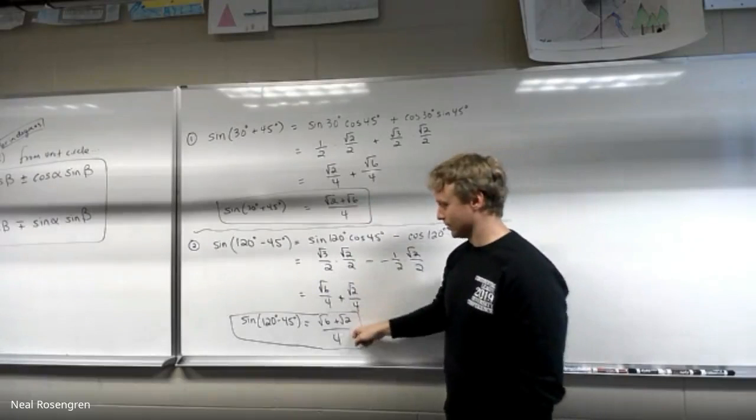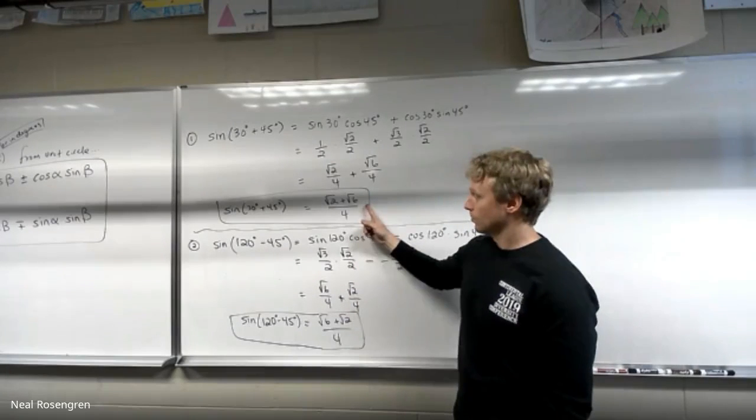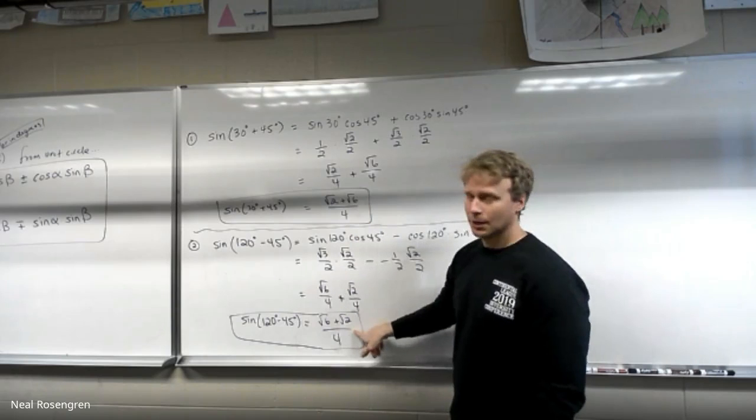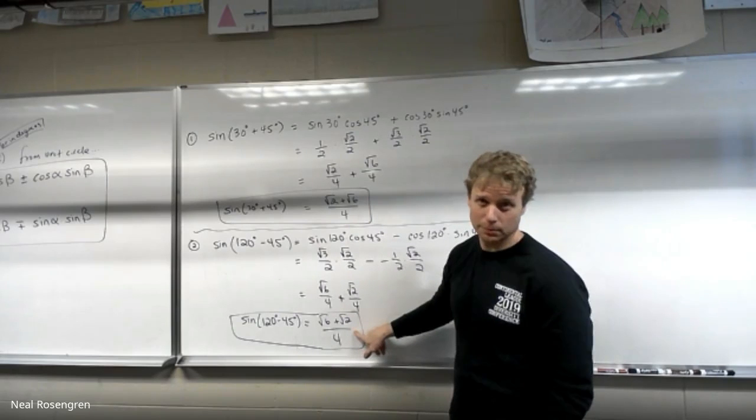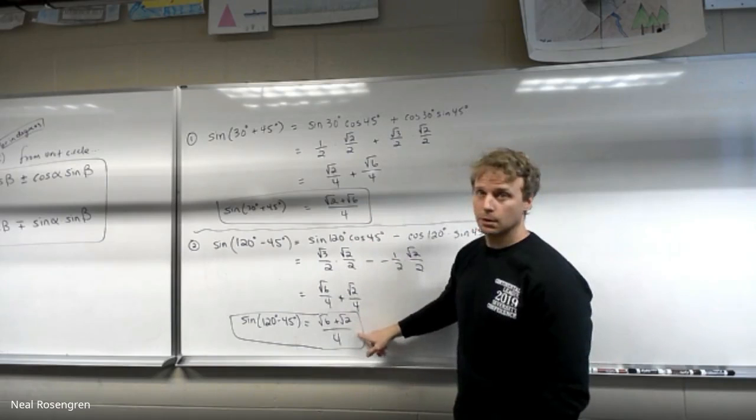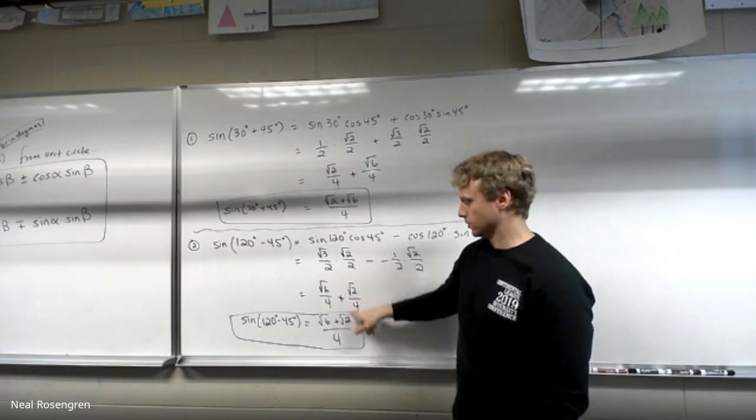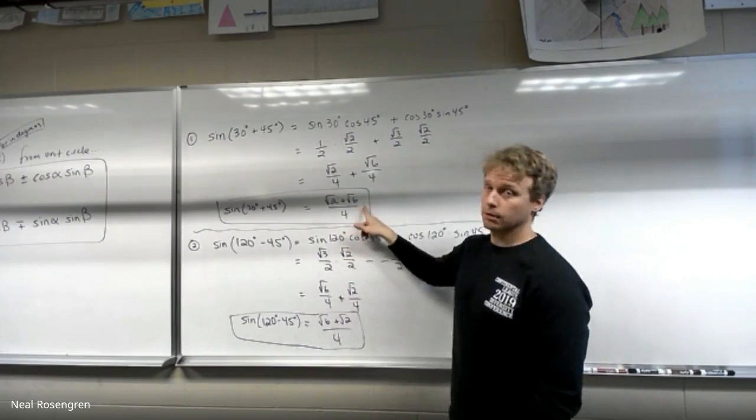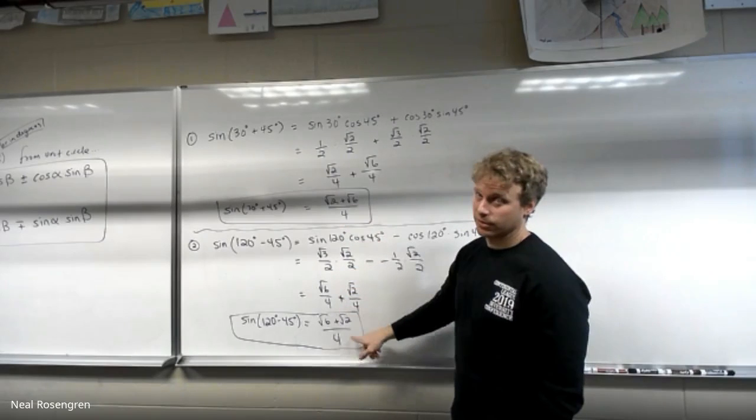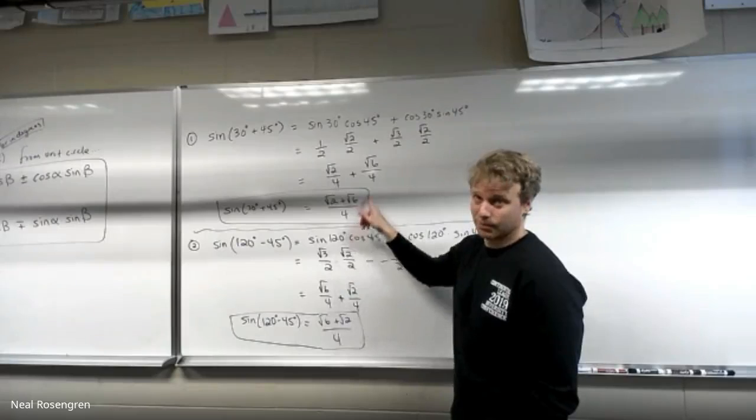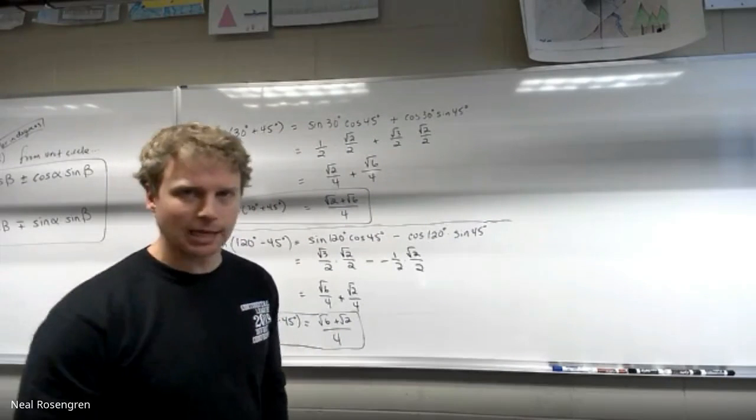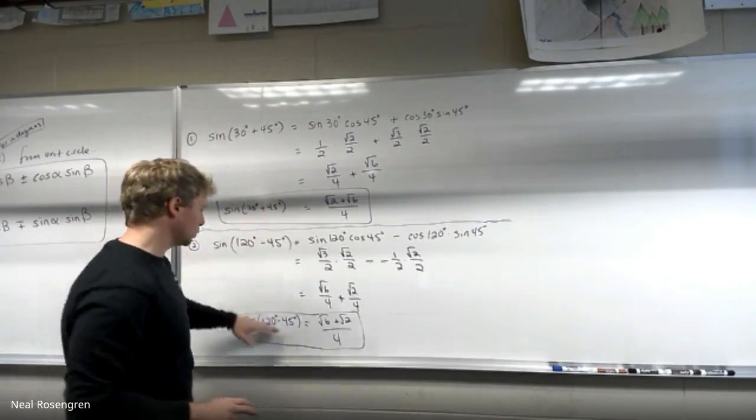Look at your two answers. Radical 2 plus radical 6, all over 4. Radical 6 plus radical 2, all over 4. What do you notice about these two answers? I know they're written in a different order, but they're the same. Why? Why am I getting the exact same value for two different setups?